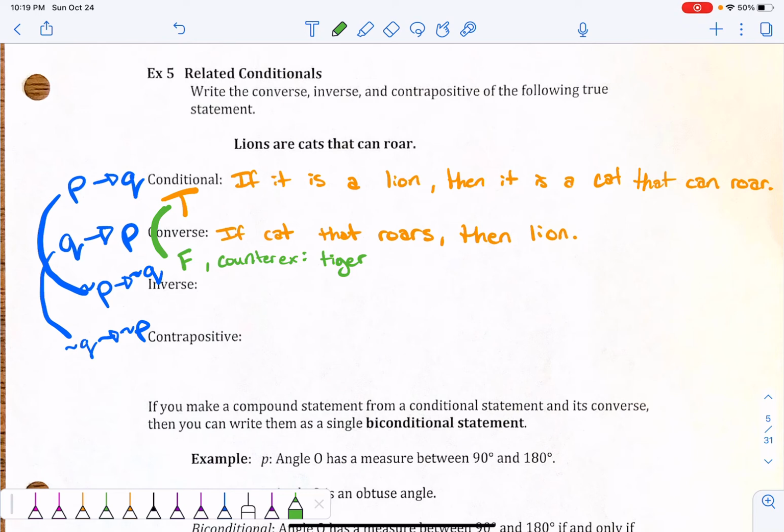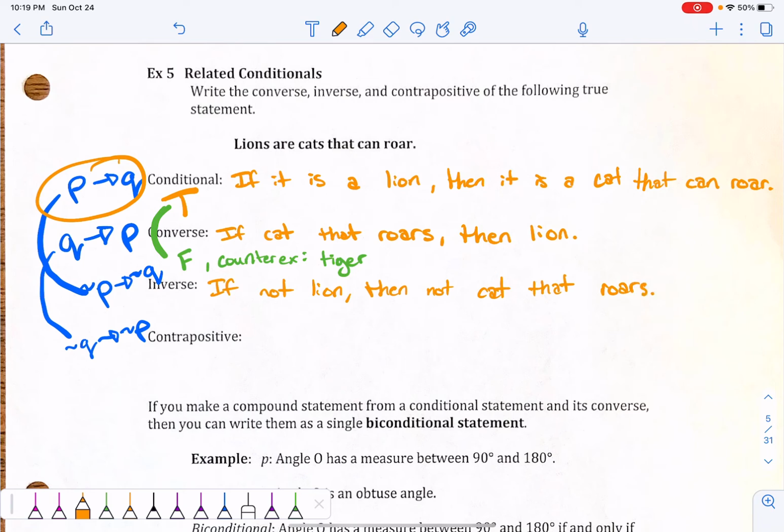Okay, the inverse. So we're taking this original statement, but we're putting not in front of it. So if it is not a lion, then it is not a cat that roars. So I have an animal here and I know that it is not a lion. Does that mean that this animal right here cannot be a cat that can roar? False. I could have a tiger again, right? False. Counter example.